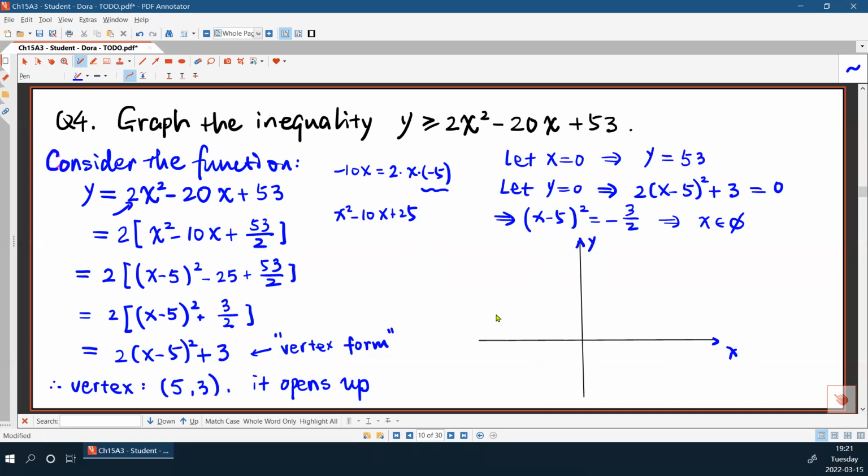Y-axis, x-axis. First of all, the vertex is 5, 3. So suppose 5, 3 is here. Then we know it's opening up, so basically it will have a shape like this. And this is the y-intercept, which has coordinates 0, 53. Again, not necessarily to scale; as long as you keep the relative positions of all elements correct, you'll be fine. And there is no x-intercept, as shown on this graph. Okay, next. This is the boundary of the region that represents this inequality.